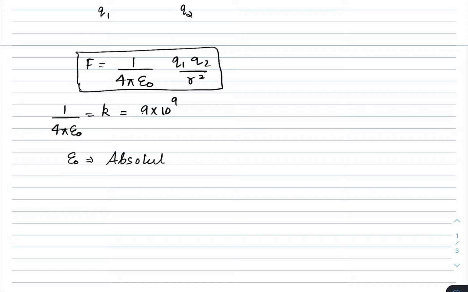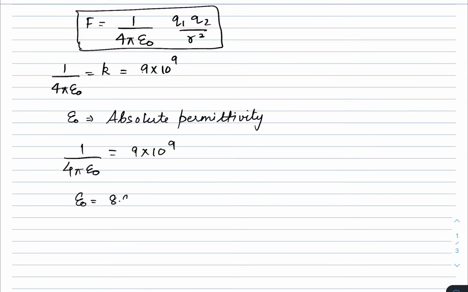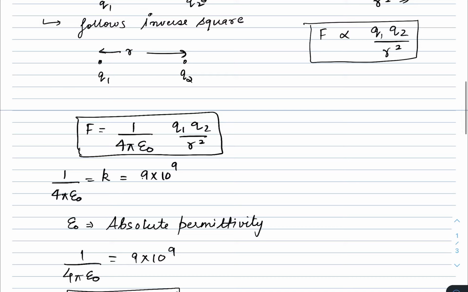This epsilon naught is nothing but the absolute permittivity. If I calculate the value of epsilon naught, 1 by 4 pi epsilon naught is 9 into 10 to the power 9, and cross multiplying, epsilon naught comes out to be around 8.85 into 10 to the power minus 12. The value of epsilon naught is this, right? So it is a constant value, but the constant k depends on the surrounding medium.